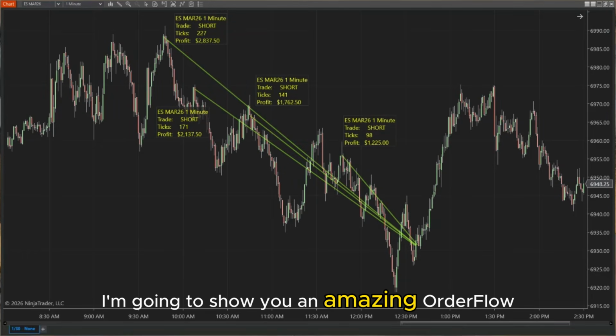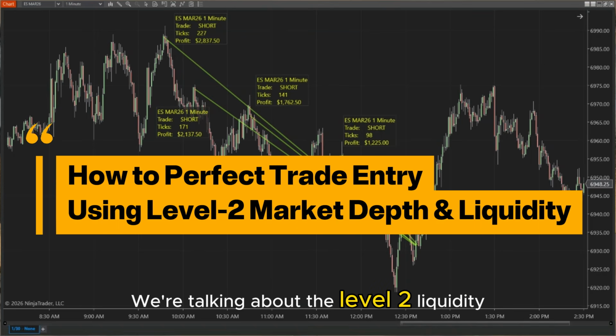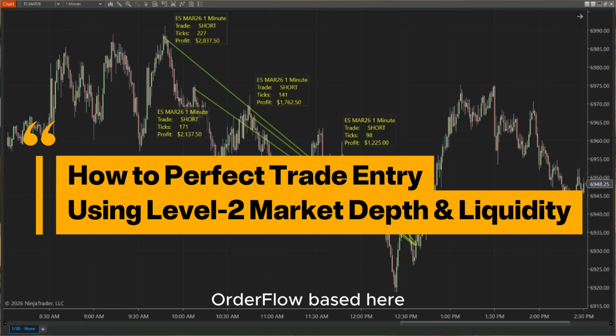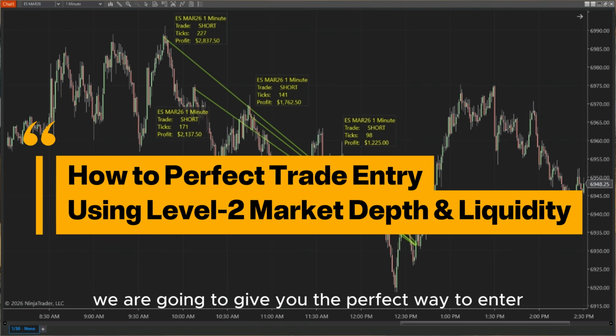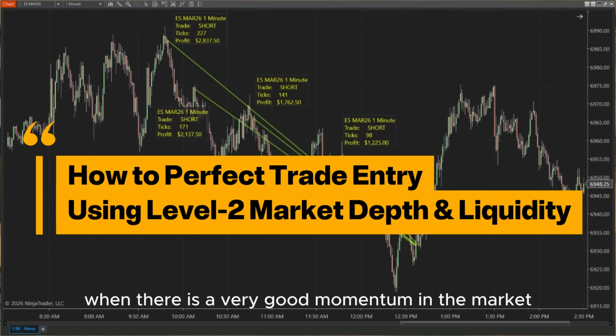I'm going to show you an amazing order flow entry strategy, based on level 2 liquidity order flow. Here, we are going to give you the perfect way to enter when there is very good volatility, when there's very good momentum in the market.